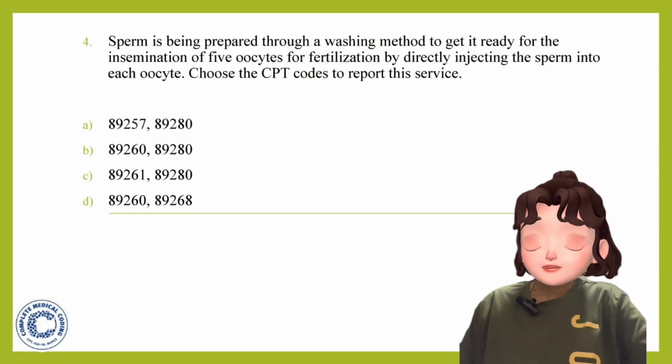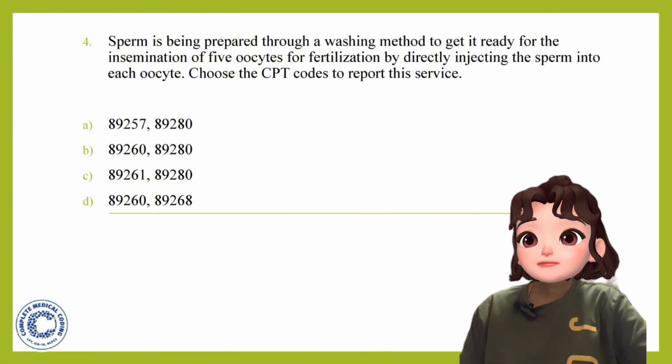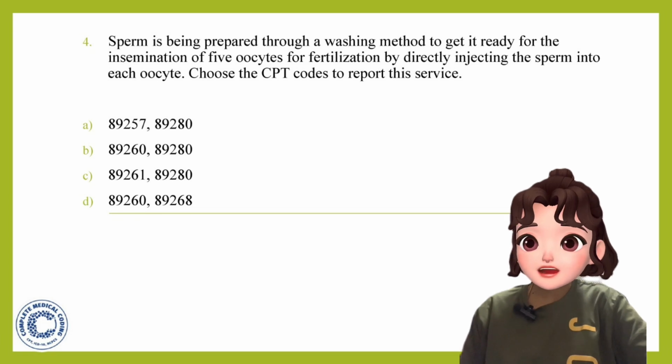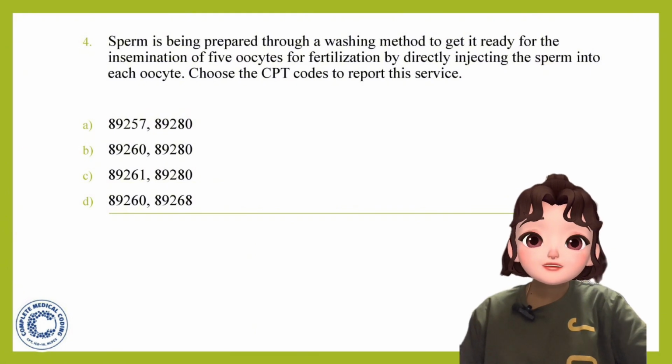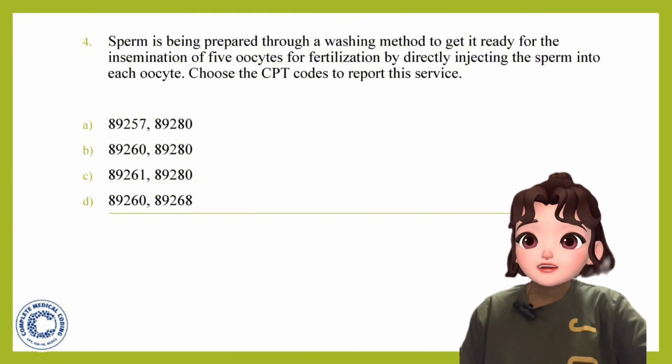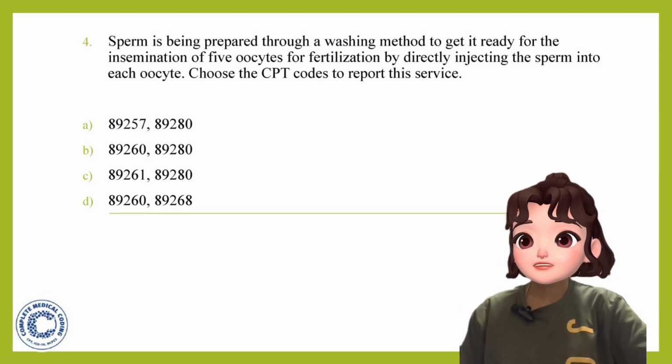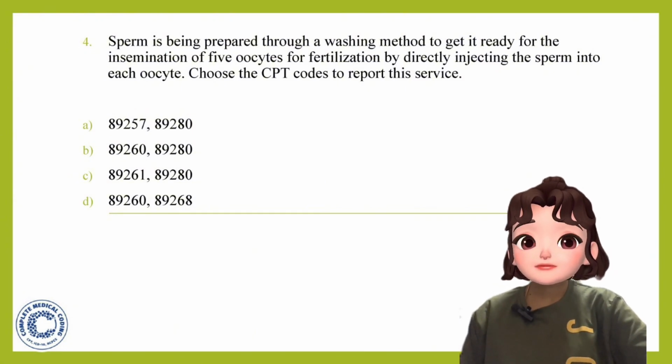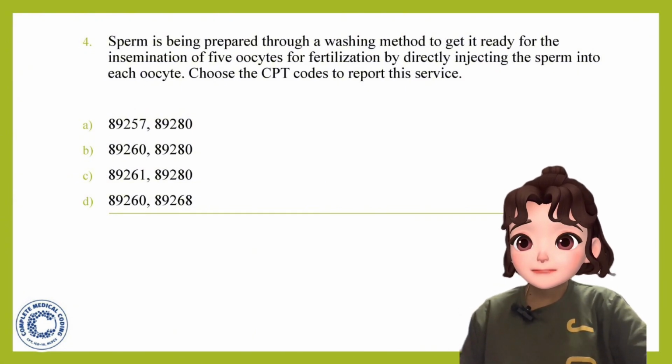Now moving to the fourth question. Sperm is being prepared through a washing method to get it ready for the insemination of 5 oocytes for fertilization by directly injecting the sperm into each oocyte. Choose the CPT codes to report the service. Okay. So sperm is being prepared through a washing method, so sperm washing, for the insemination of 5 oocytes. That is what you have to code.